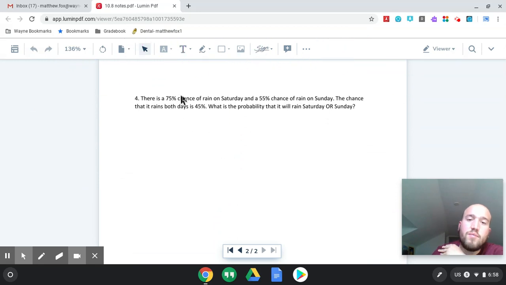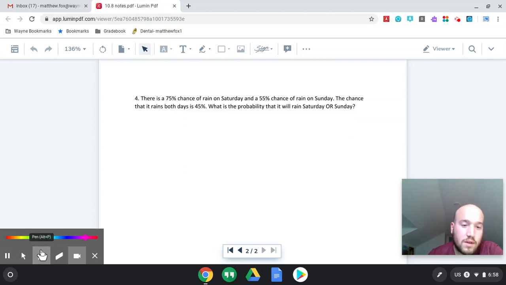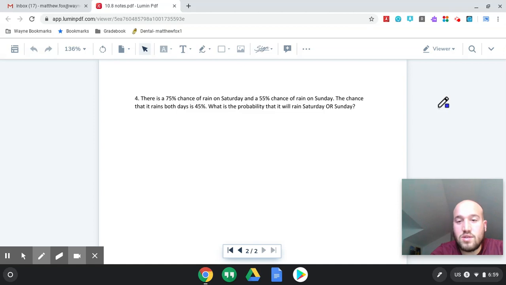It says there's a 75% chance of rain on Saturday, and a 55% chance of rain on Sunday. The chance that it rains both days is 45%. What's the probability that it will rain Saturday or Sunday? Once again, the keyword here is or. So we're going to start with the probability of just Saturday, which is 0.75 or 75%. And we're going to add that to the probability of Sunday, which is 0.55 for 55%.